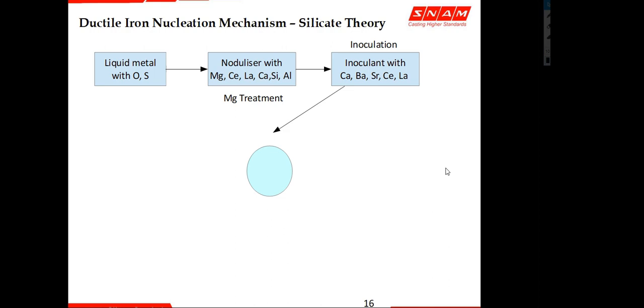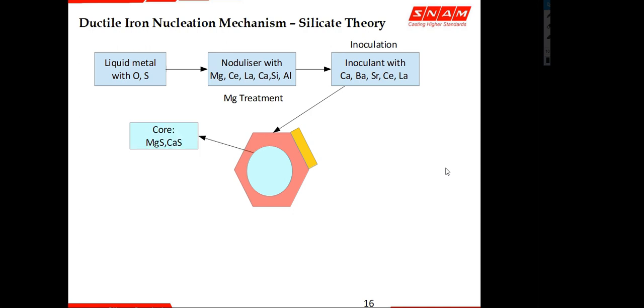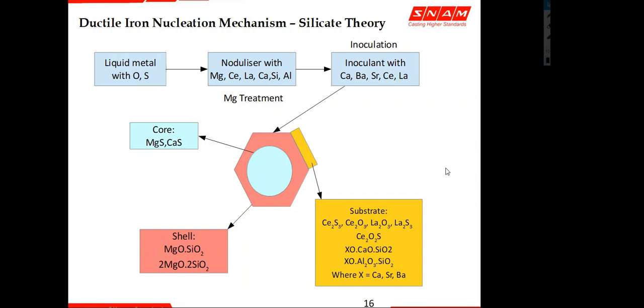The first thing forming is a core, a shell and a substrate, which is next in color. The core is generally made out of magnesium or calcium sulfide, which is an effect of the magnesium treatment. Then the shell is formed out of magnesium silicate, MgO.SiO2, in different combinations. This is out of your magnesium treatment. And the substrate is formed out of cerium, lanthanum, or your inoculating elements like calcium, strontium, barium. This is out of your magnesium treatment as well as inoculation.